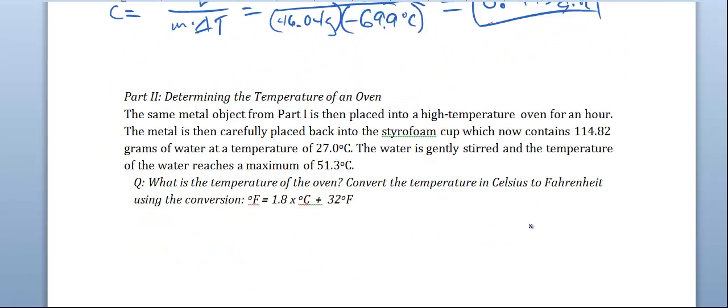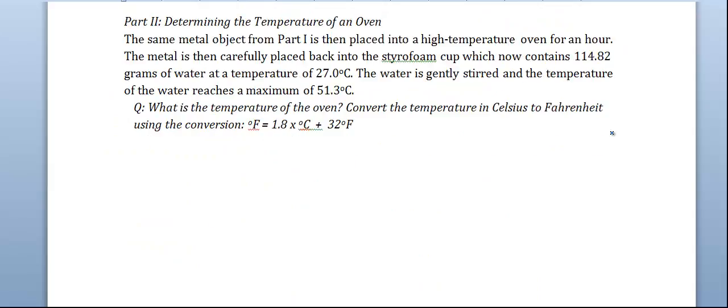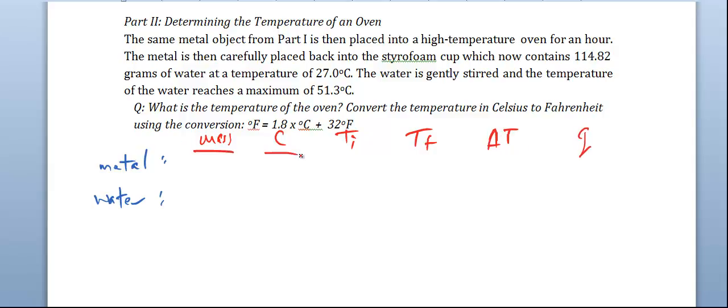Now let's scroll down, and for this I would recommend, again, let's go ahead and set up our table. So metal, water, so we're going to have mass, specific heat, initial temperature, final temperature, delta T, and we'll go ahead and put that heat column right up front. Okay, now let's fill in some data.